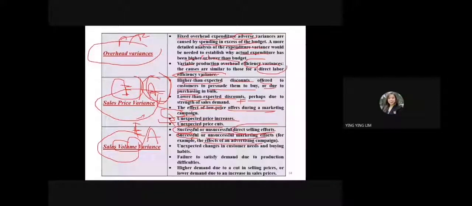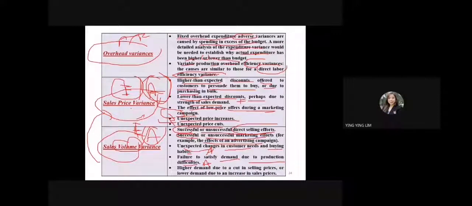Or it could be an unexpected change in the customer's needs and buying habits. But this one must be adverse. In actual, you are selling less. Failure to satisfy the demand due to production difficulty. This one is also adverse. Higher demand due to a cut in the selling price, or lower demand due to an increase in selling price. So this one links with your sales price variance just now.